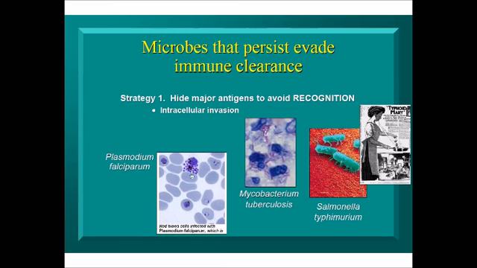So not only is this true for the organism that causes malaria, it's also true for the organism that causes tuberculosis. It gets inside of macrophages and hides there. It's also true for Salmonella typhimurium, the thing that Typhoid Mary had. It invades cells of our intestine and sets up long-term infections there.